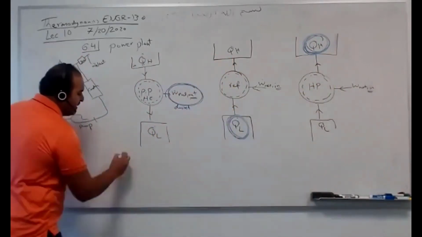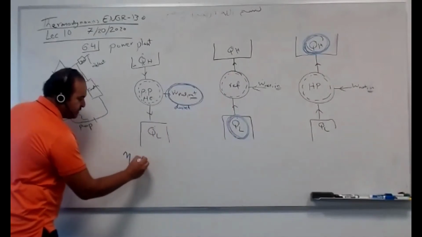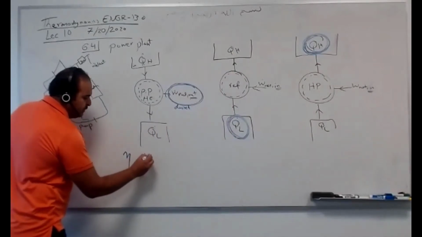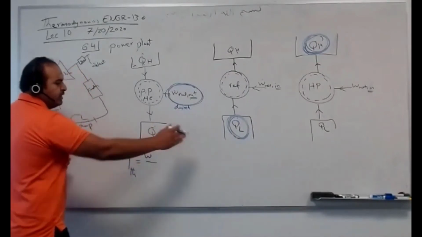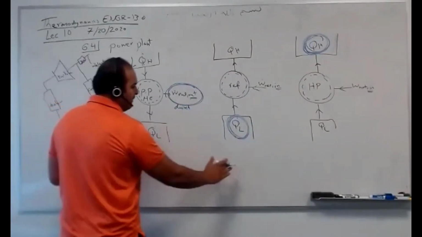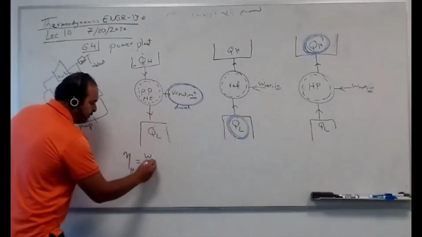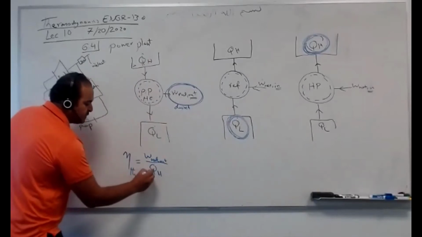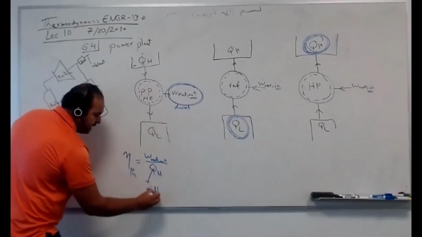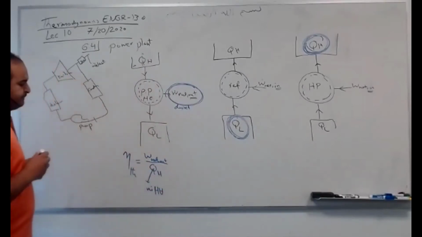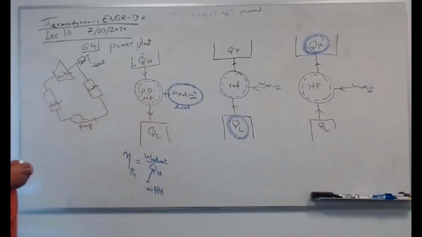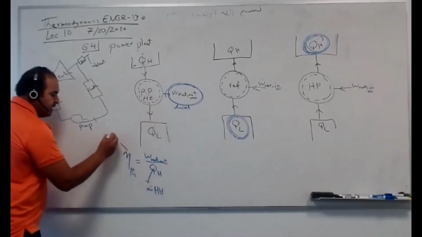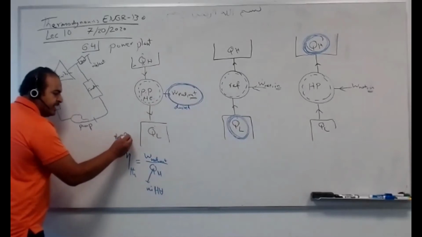Here we use eta thermal, which is W output over input. Everything is output over input, whether here, here or here. Here it is W net out divided by Q high. Sometimes Q high is m dot times heating value, what I paid. This is eta thermal. For this power plant, this is the thermal efficiency.